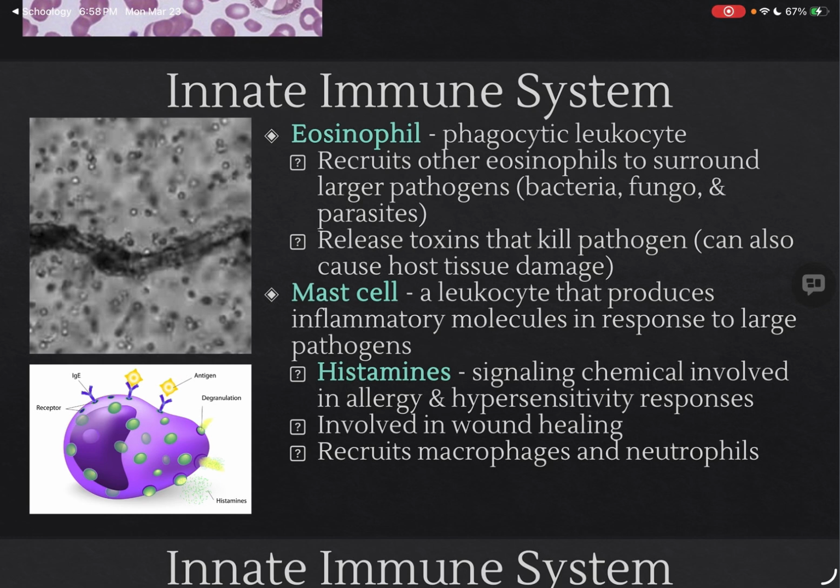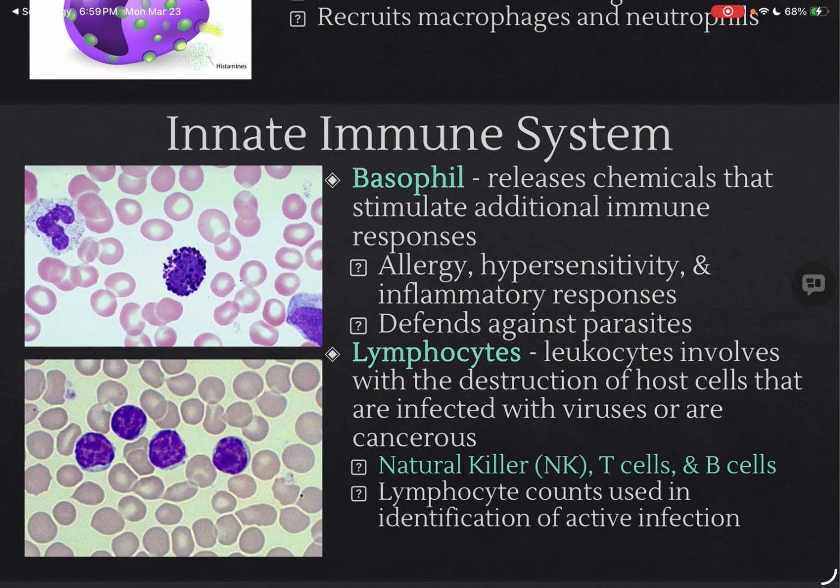Next is our mast cell. It's a leukocyte that produces the inflammatory molecule in response to a large pathogen. Under this, we have a histamine. The histamine is the signaling chemical involved in allergy and hypersensitivity responses. And they're also involved in wound healing. They recruit the macrophages and neutrophils. So again, this is an entire system of telephone and recruiting and trying to kill off those foreign particles. Next is our basophil. They release chemicals that stimulate the additional immune responses, so like allergies, hypersensitivity, inflammatory responses, and defense against parasites. Next is our lymphocytes.